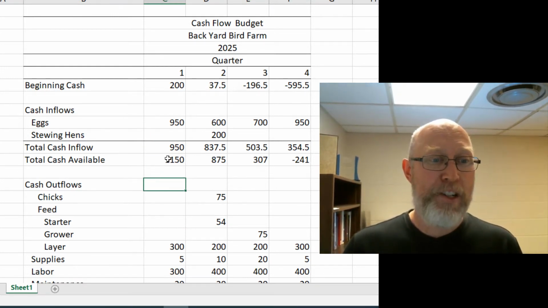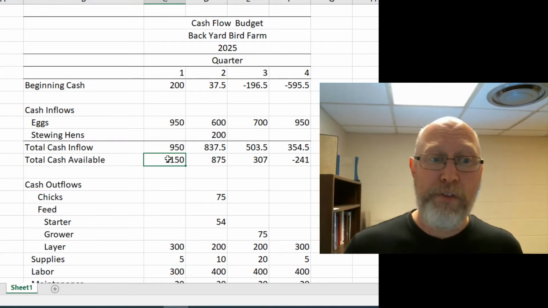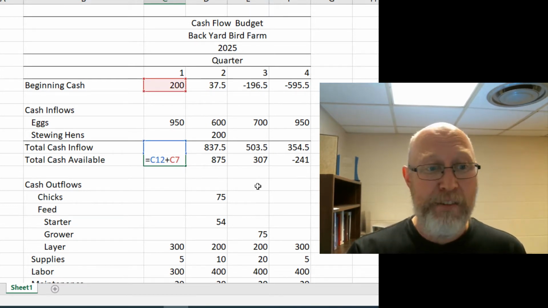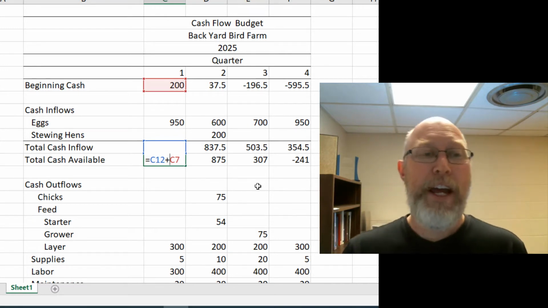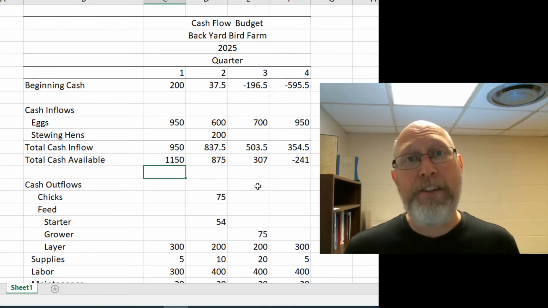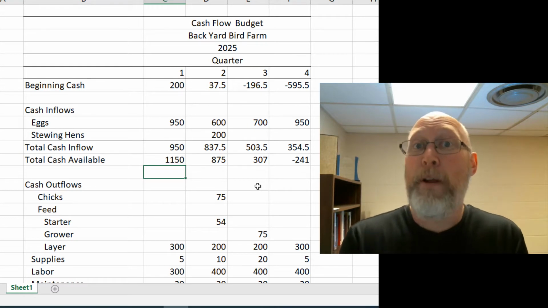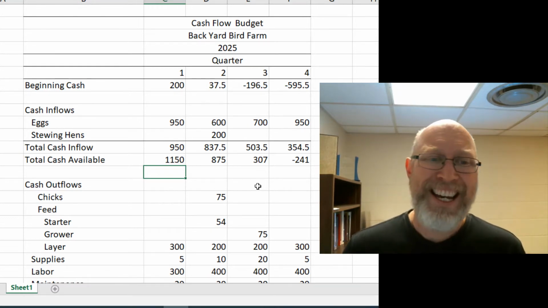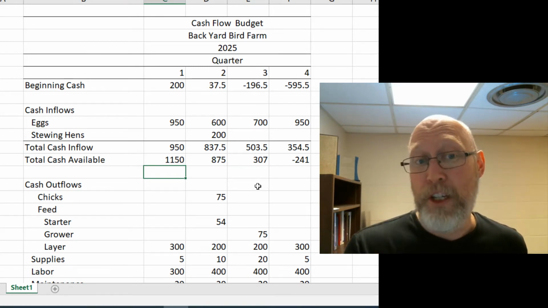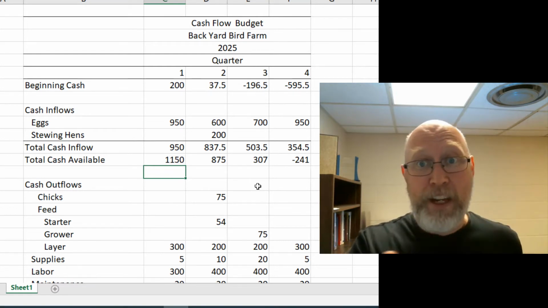Then I list my cash available. So the cash available is the cash I had at the beginning plus the cash inflow. So this formula in the spreadsheet is just adding up the cash inflow in cell C12 and the beginning cash in cell C7. And so I get $1,150. So what that means is during quarter 1, I'm going to have $1,150 to play with to cover my expenses. Now, when it's going to arrive inside of quarter 1, if that's of concern to you, then you want to do a monthly cash flow budget so that you can make sure that you're timing things well monthly.